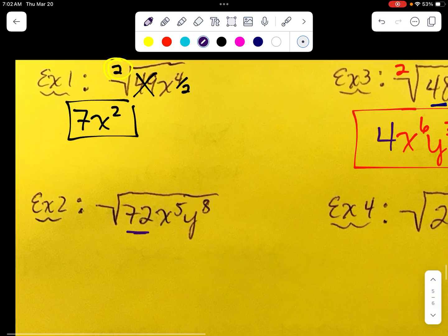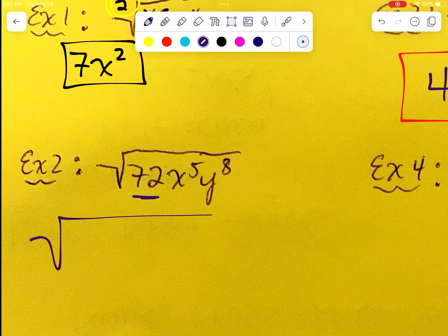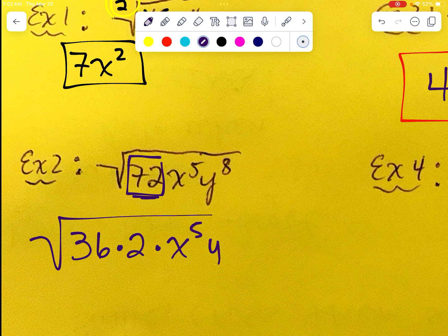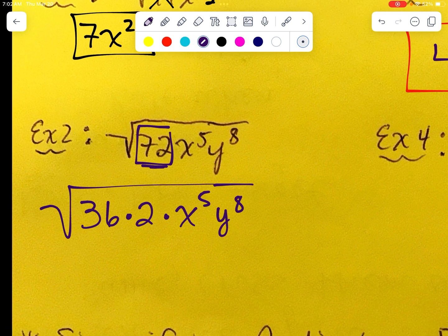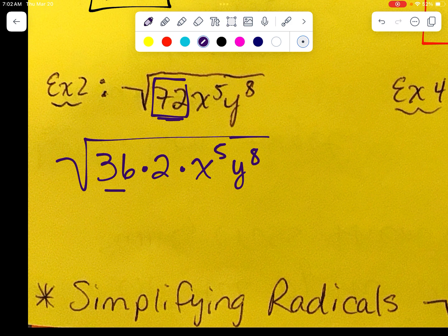Why is that? Because when we factor this, we do it like this. 36 times 2 is the same as 72. Then we have x to the 5th, y to the 8th. We can take the square root of 36. The square root of 36 is 6. That's going to go on the outside of the house. We're going to leave the 2 on the inside. And don't forget about our rule, because there's a hidden 2 here. We're going to divide the exponents by 2. Remember, if they're odd, we're going to leave 1 inside the house. If they're even, we're going to extract them all out of the house.